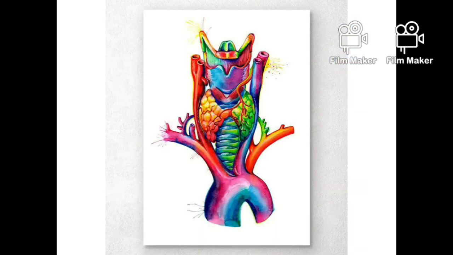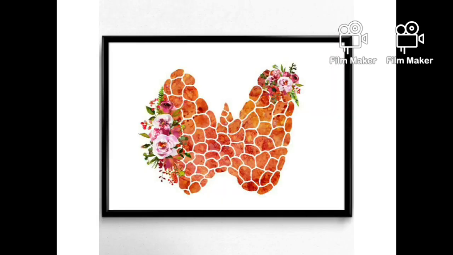The thyroid gland is one of the most important glands in our body. Thyroid hormones have a role in regulating almost all the metabolic processes in the human body. We hope you all have got some idea about the embryological and anatomical aspects of the thyroid gland.